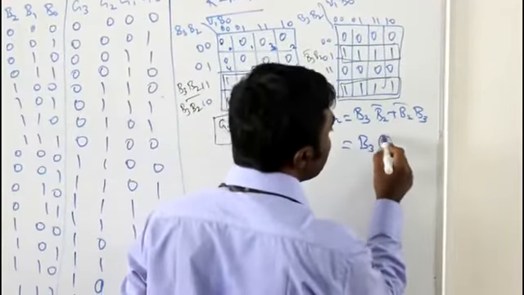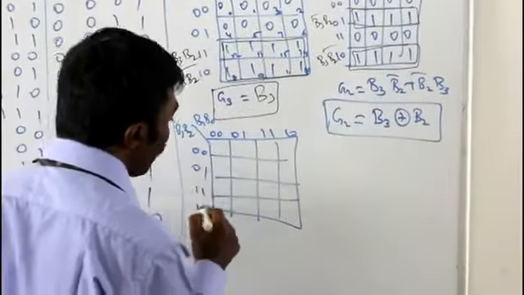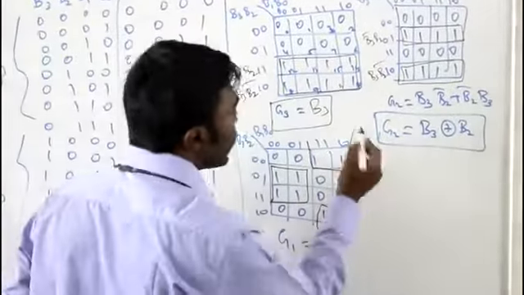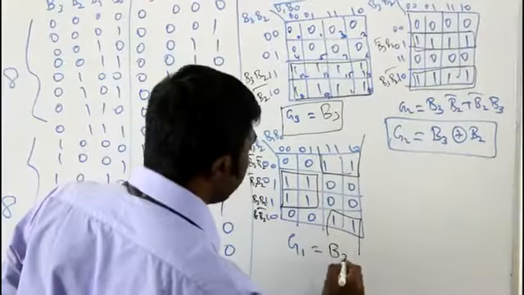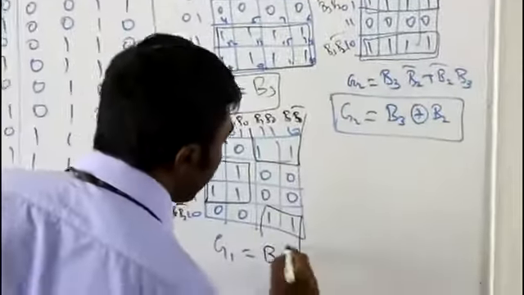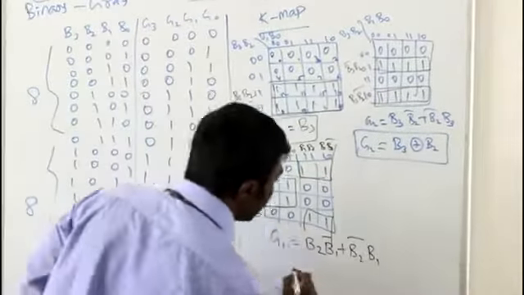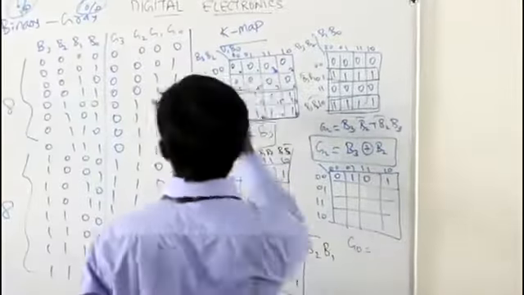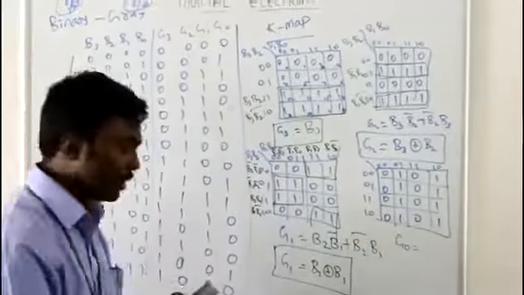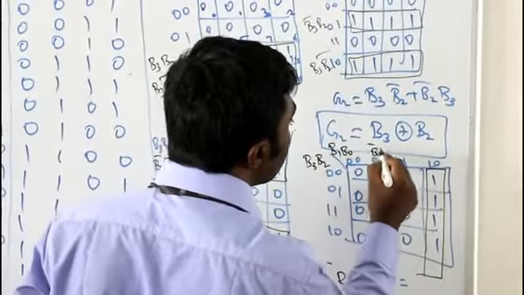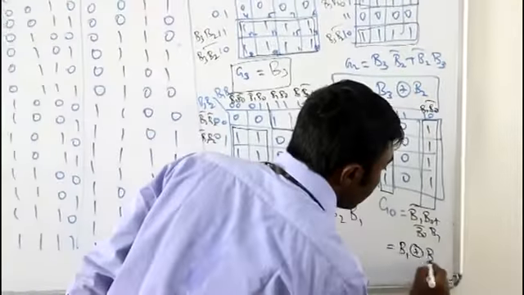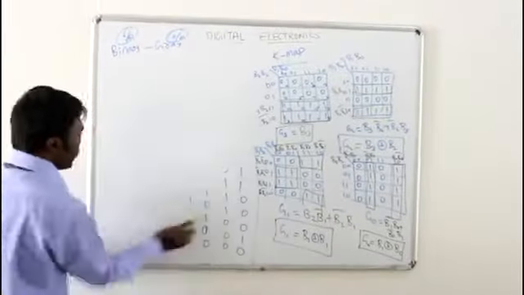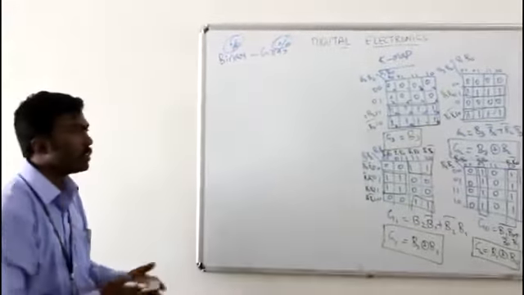Similarly like this, for all these four conditions, we are going to draw the diagram, the diagrammatic representation. With the implementation of K-map only, you can design the diagrammatic representation. Let's see the diagrammatic representation here.